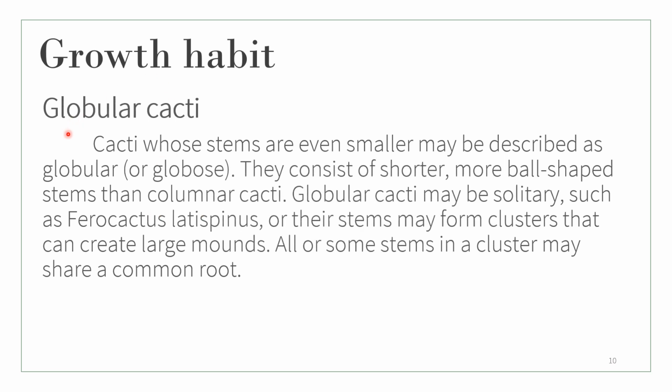We have also globular cacti, cacti whose stems are even smaller and may be described as globular or globose. They may consist of shorter, more bowl-shaped stems than columnar cacti. Globular cacti may be solitary, such as Echinocactus grusonii, or the stems may be clustered and create larger mounds. All of the stems in a cluster may share a common root.